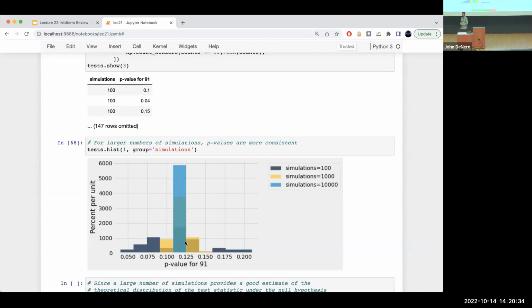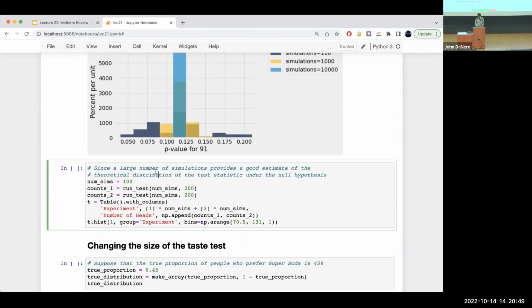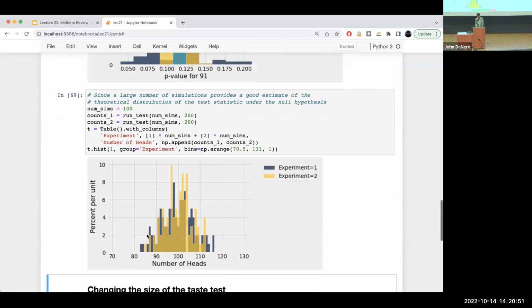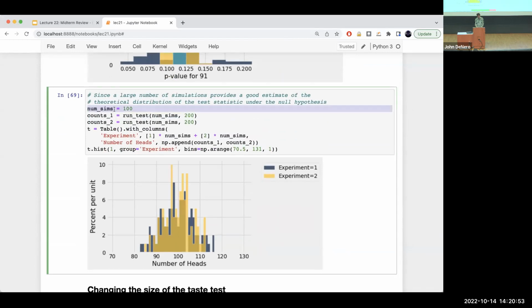Is this the law of averages in action? Yeah, absolutely. What's going on here is that every time you run a simulation, you're building up an empirical representation of the distribution under the null. That distribution under the null, if you only have 100 simulations, is really bumpy.